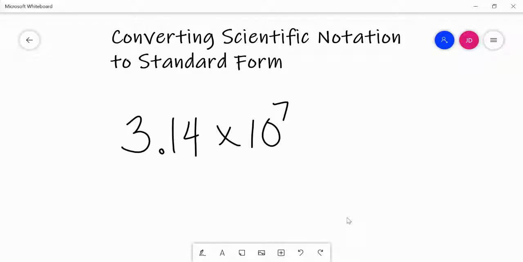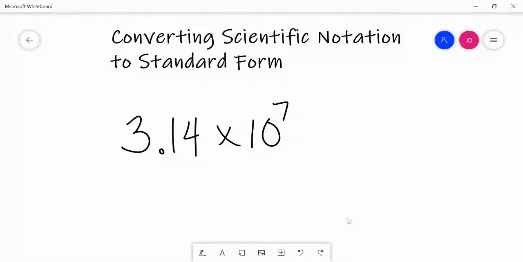In today's video, we are going to be taking numbers in scientific notation and converting them to standard form numbers, so numbers that you're used to seeing. A number in scientific notation is a number that's either really, really big or really, really small. Scientists use them, astronauts, doctors. It's a simple way to represent a really large or really small number.